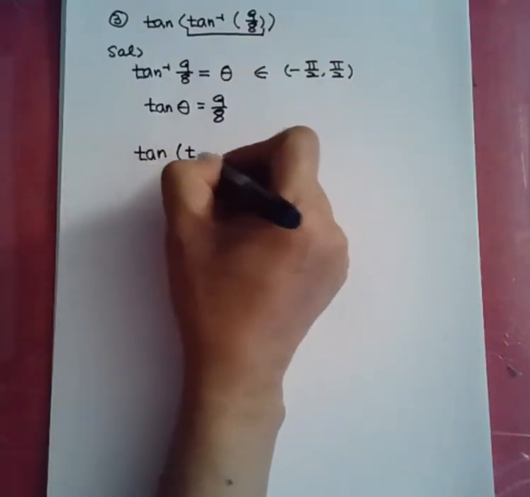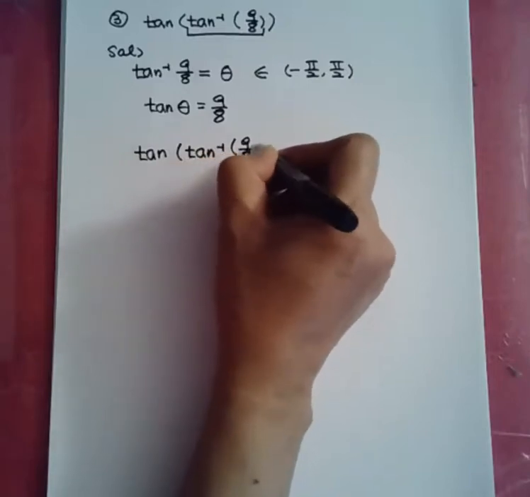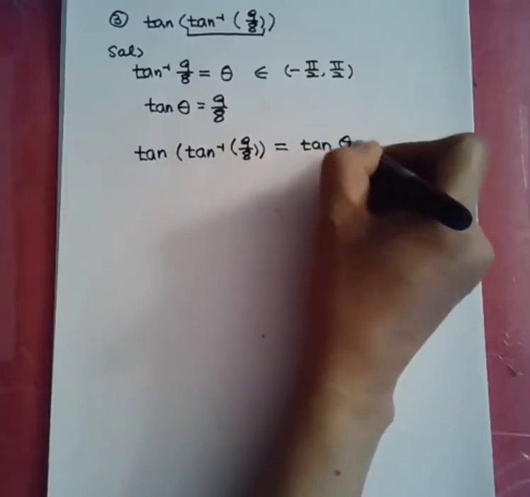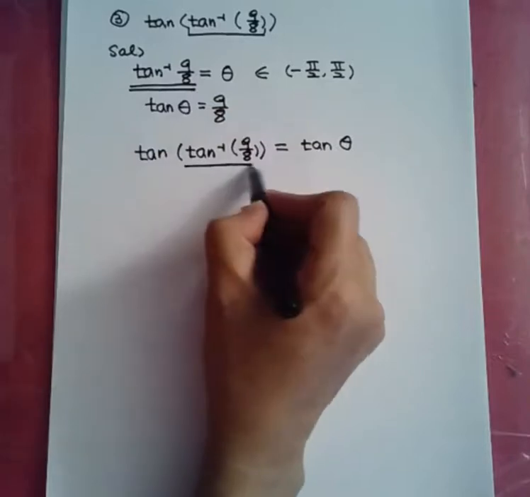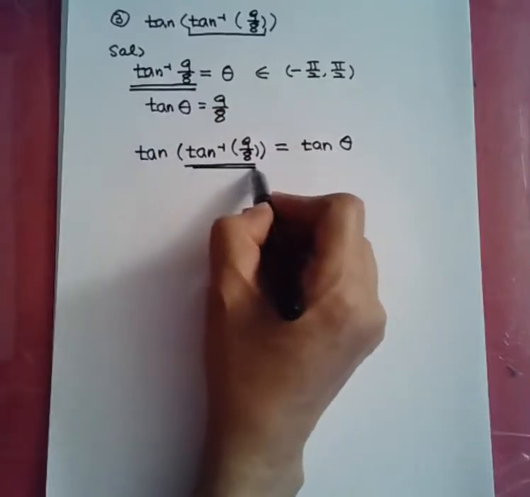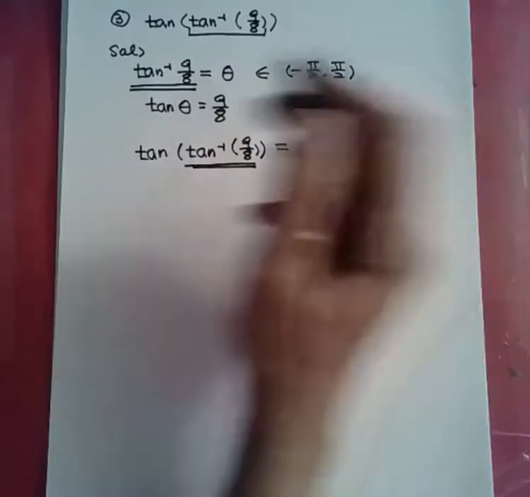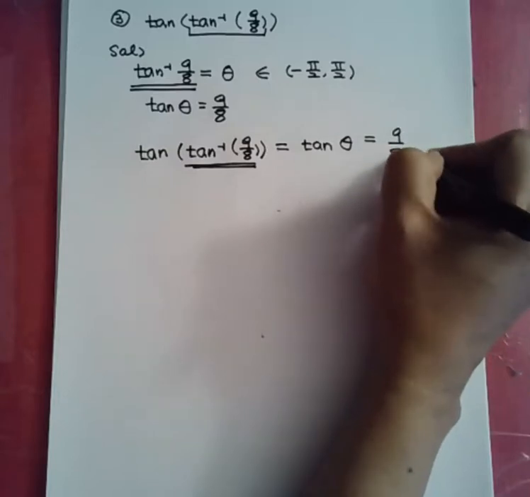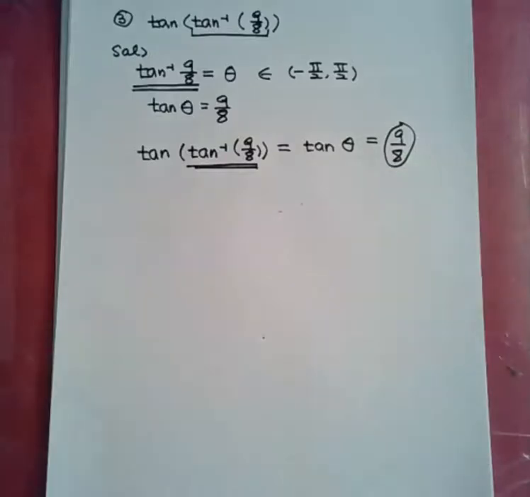Tangent of inverse tangent of 9/8 can be rewritten as tangent of theta. We just did the substitution, because tangent inverse of 9/8 is written here. That was theta, and the second line, tangent of theta, was 9/8. So the final answer is 9/8.